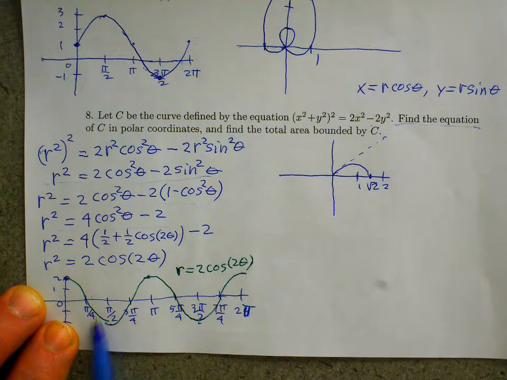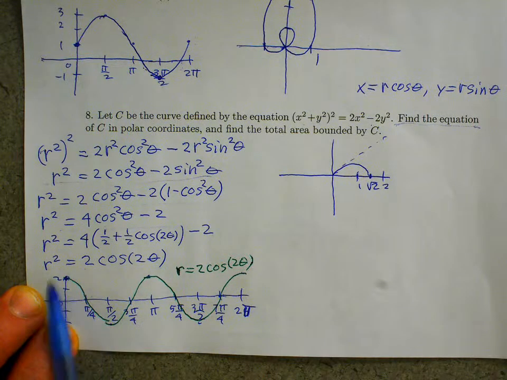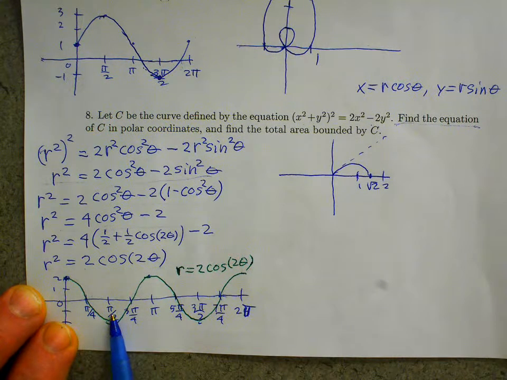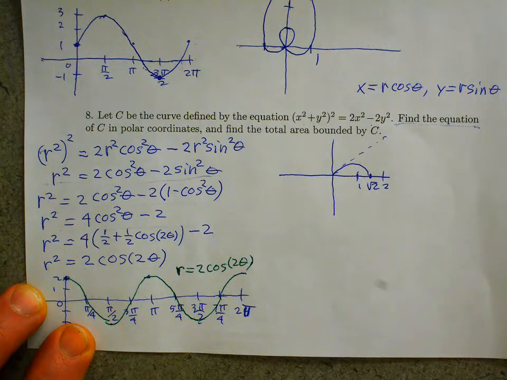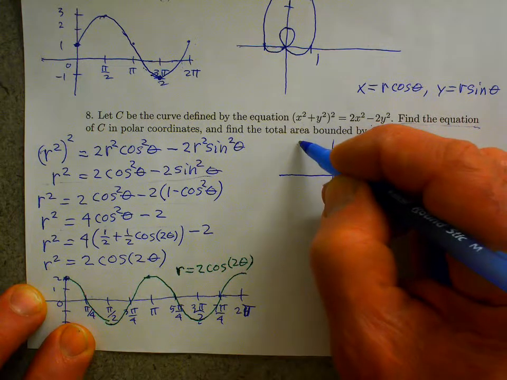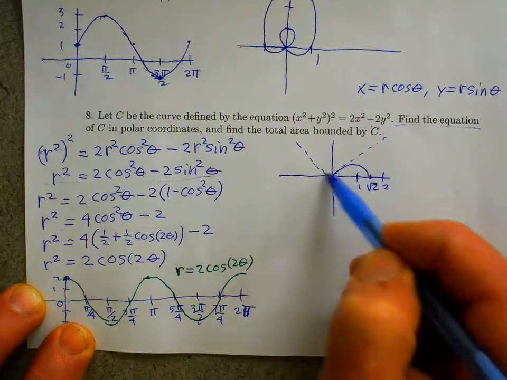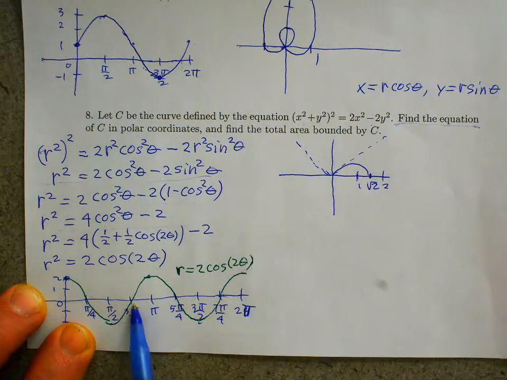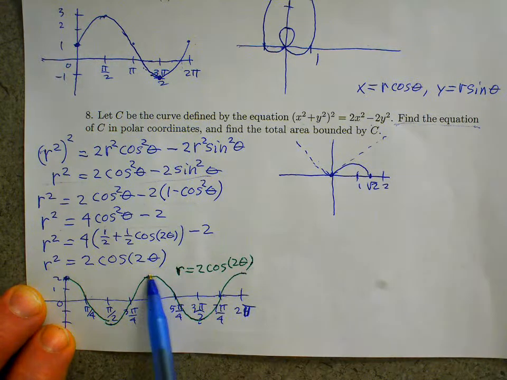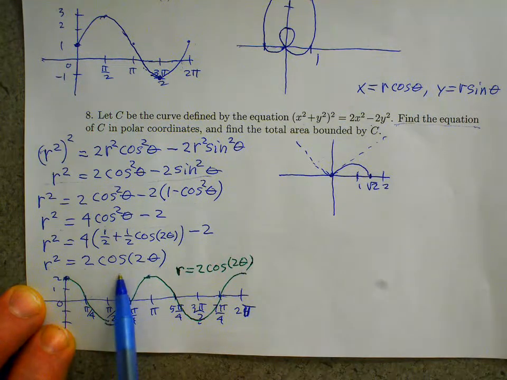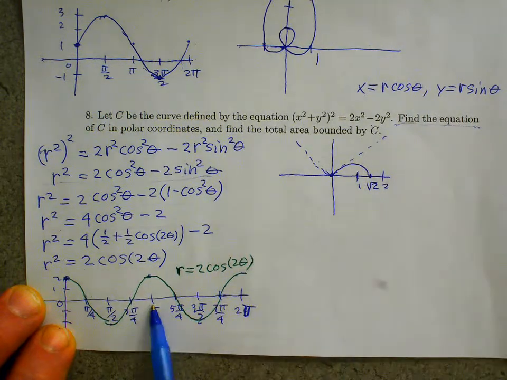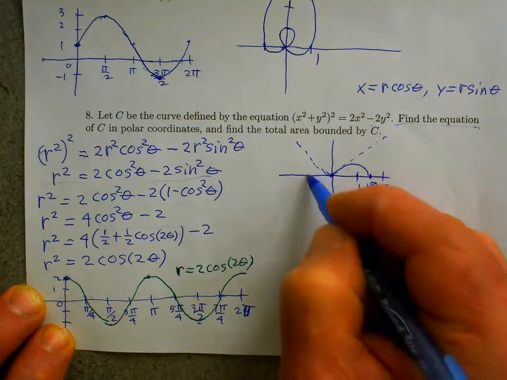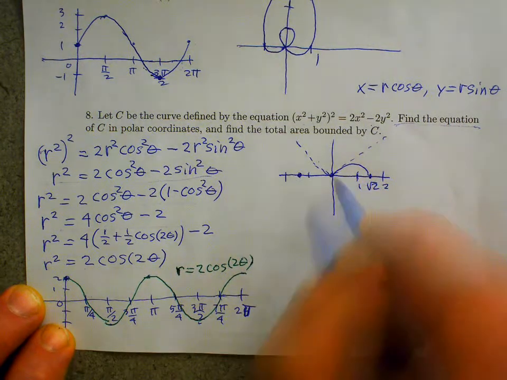2 cosine of 2 theta is negative between pi over 4 and 3 pi over 4. So we can't graph r squared on that interval because r squared is not negative. So we pick it up again at 3 pi over 4. Okay, 3 pi over 4 is right there. So we're starting out at 0, and then by the time we get to pi, the r value is 2. So if r squared is 2, r is square root of 2. So at the angle theta, we're right here.